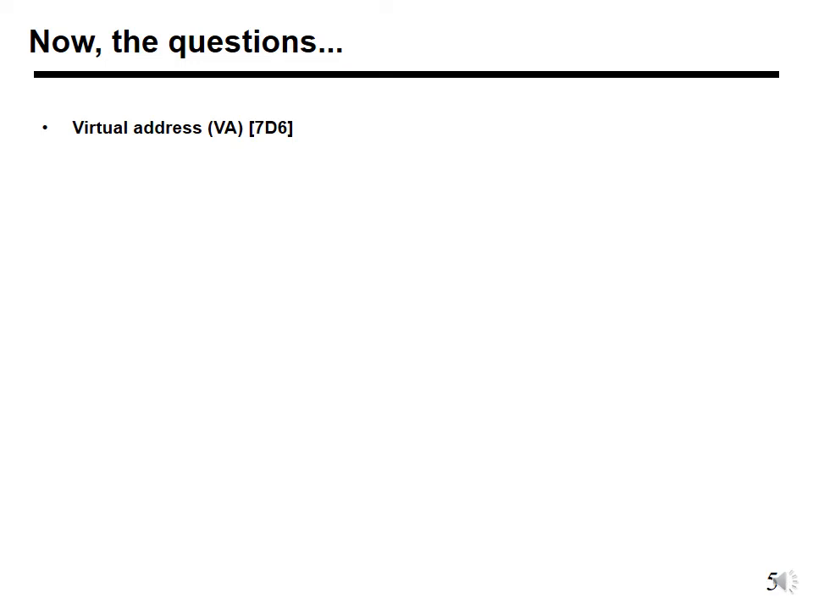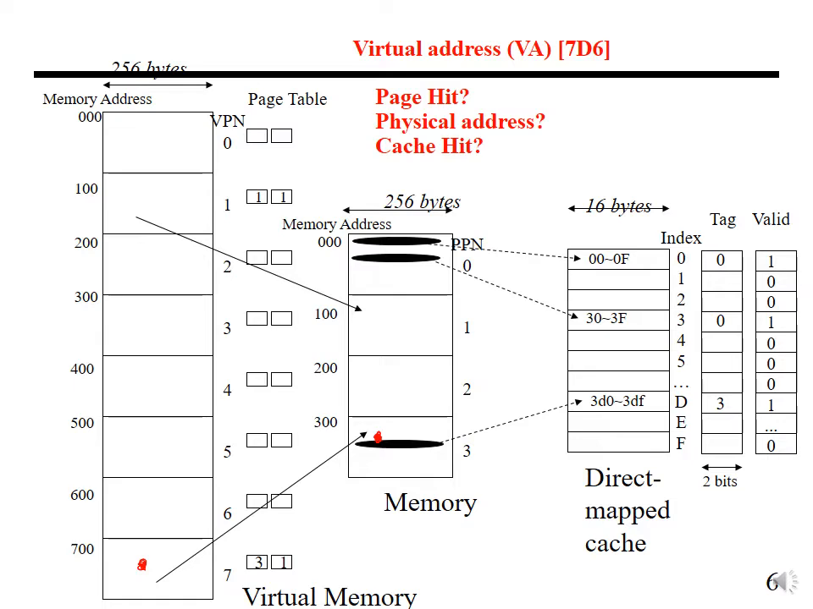As an example, we covered the virtual address 7D6. As you can see, 7D6 in the virtual memory space is at the bottom. I indicate it with a red dot, and it is actually mapped into physical page number 3. Fortunately, that particular memory block is already copied into the cache. So this is going to be a page hit and also a cache hit.